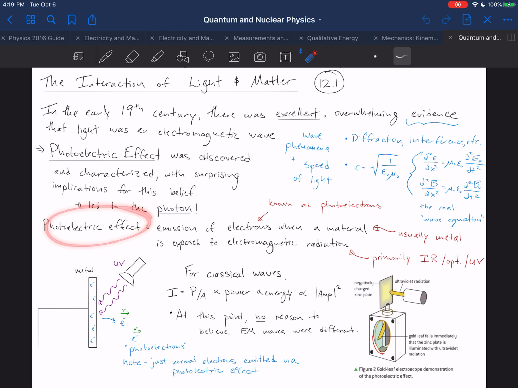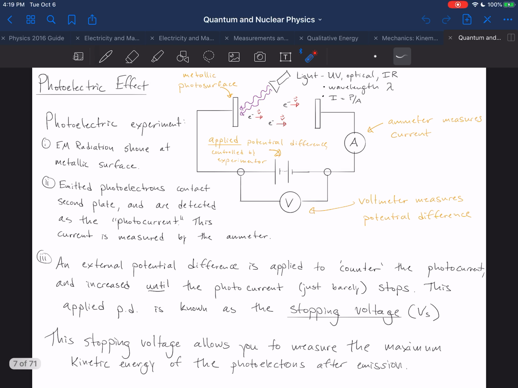This is the photoelectric effect, but the experiment conducted to measure different properties of those photoelectrons is a bit more complicated, okay? And it looks like this, and we're going to go through it.